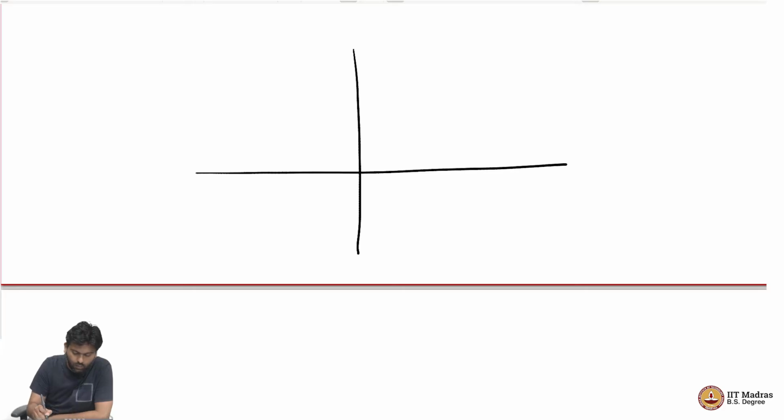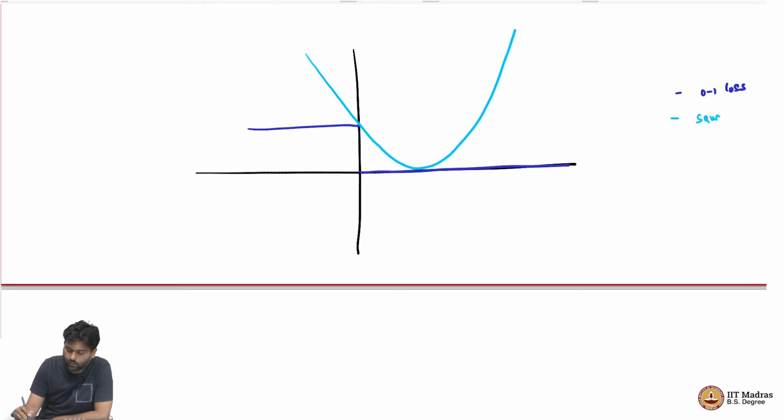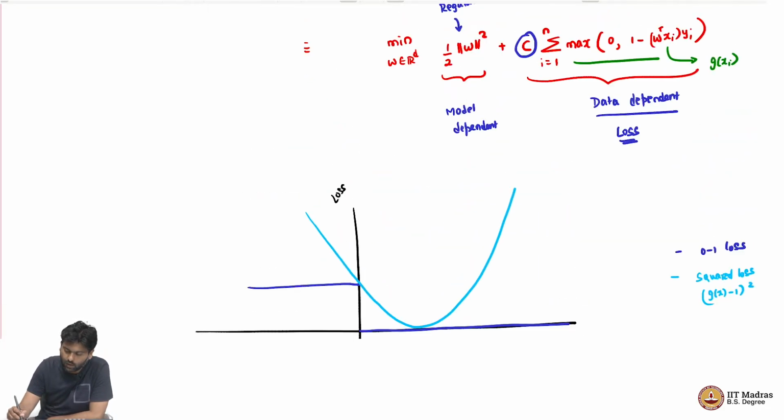Now, remember, this is the picture that we had, where we had this 0-1 loss. We also had squared loss, which was (g(x) - 1) squared. This guy is g(x) times y. This is my loss. Now, I want to understand the SVM's loss.